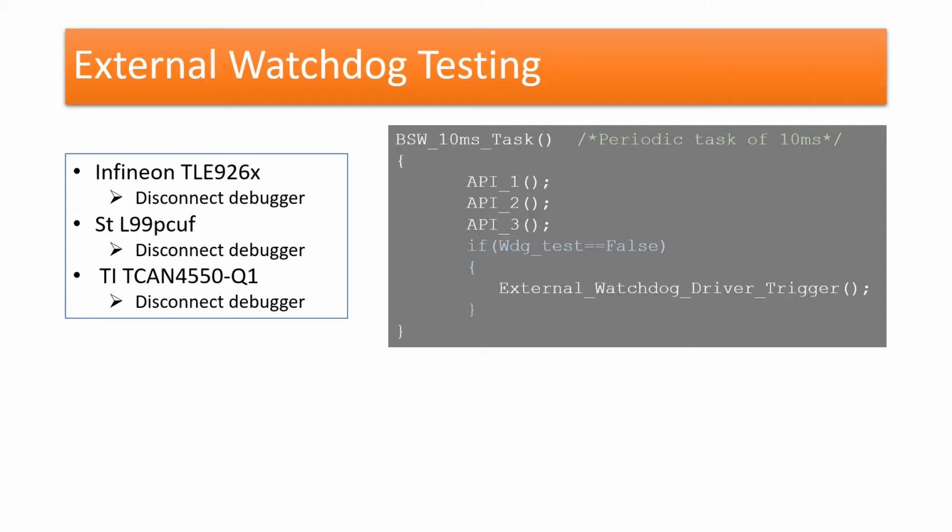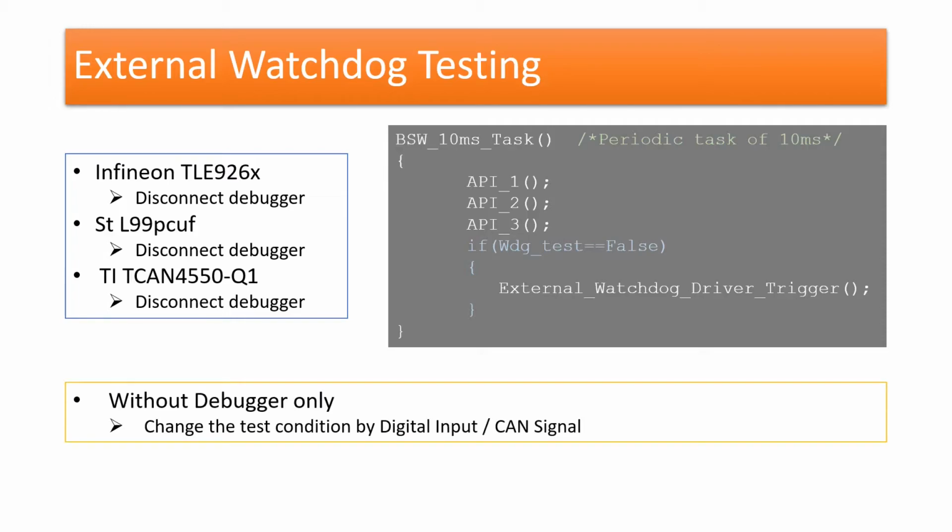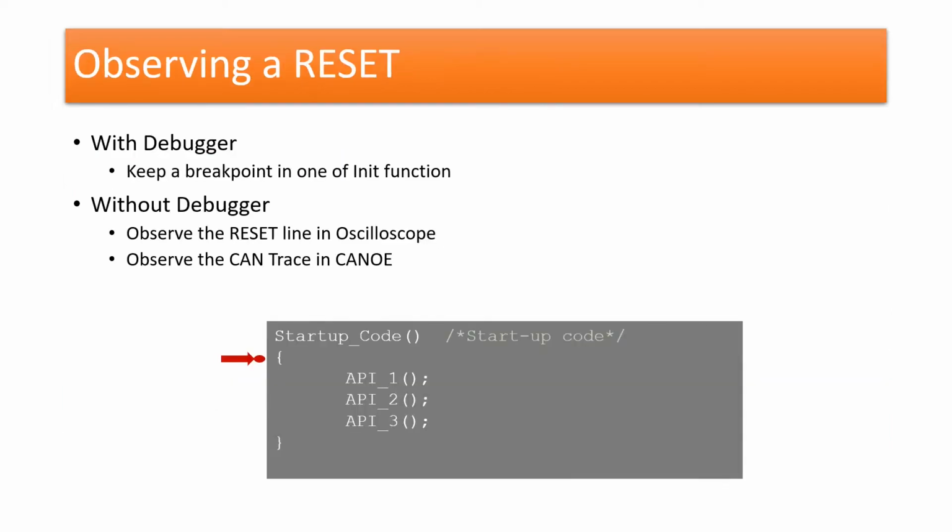For testing the external Watchdog, we need to disconnect the debugger. We can update the test conditions by toggling a digital input or a CAN signal. Let's go to the next slide to see how to observe a reset without the debugger. With the debugger, we can simply put a breakpoint at one of the initialization functions and observe if it gets hit while performing the test.